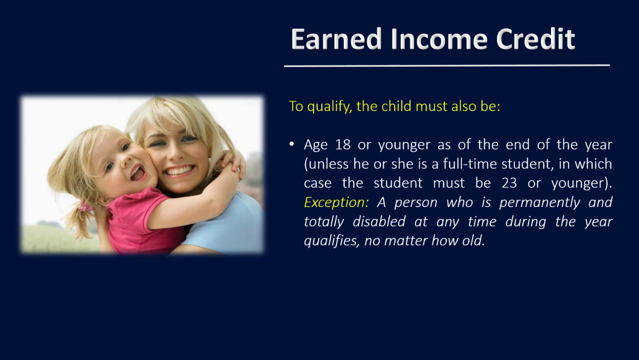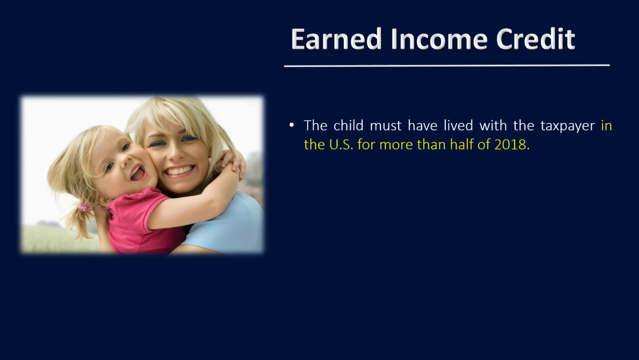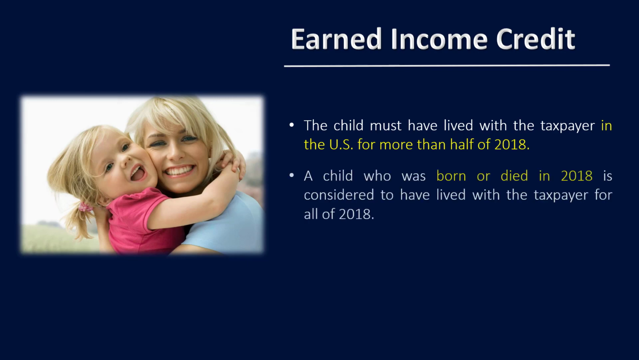Now there is an exception. A person who is permanently and totally disabled at any time during the year qualifies, no matter how old. To qualify, the child must also be younger than the taxpayer or the spouse if there's a joint return being filed. The child must have lived with the taxpayer in the United States for more than half of 2018. A child who was born or died in 2018 is considered to have lived with the taxpayer for all of the year.